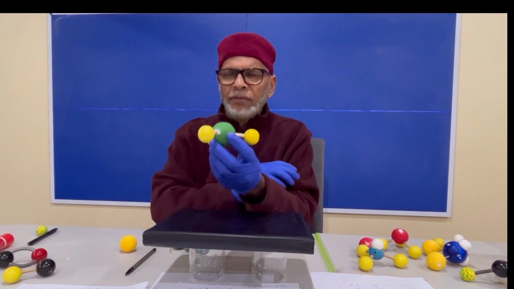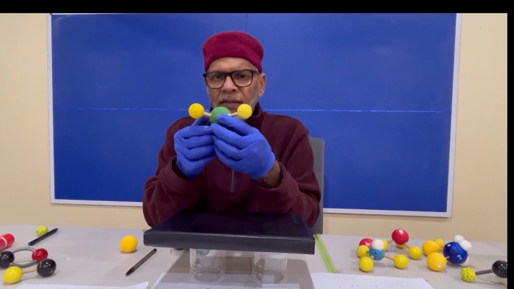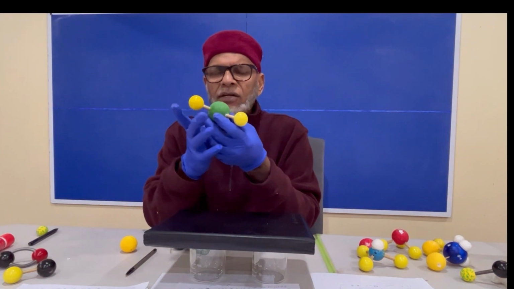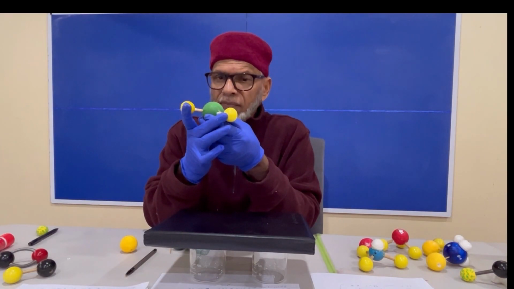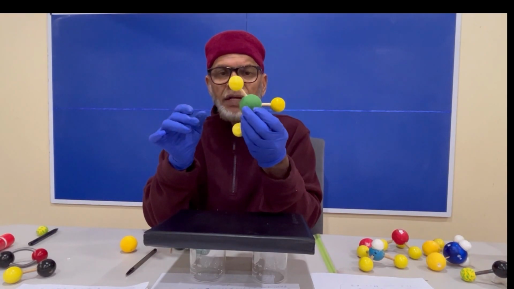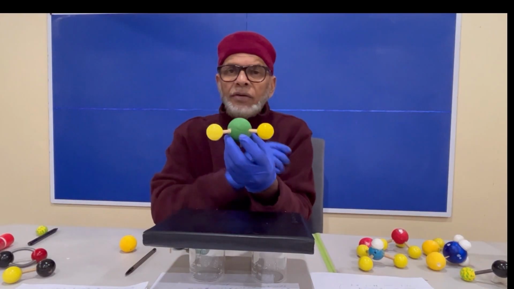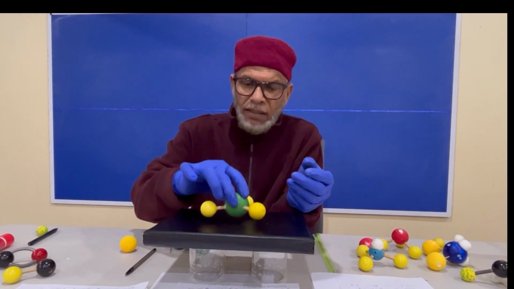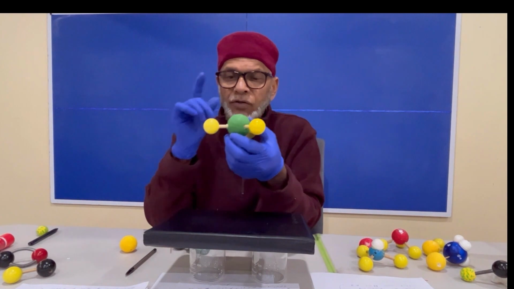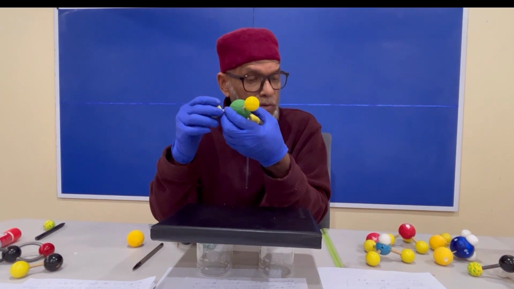AX3 type of molecules. Here we are having boron trihydride. In these molecules is a central atom that is surrounded by three peripheral atoms that are separated by a bond angle each of 120 degrees. And the geometry of this molecule is said to be trigonal planar, a flat molecule. Now we try to figure out whether boron trihydride is polar or not.